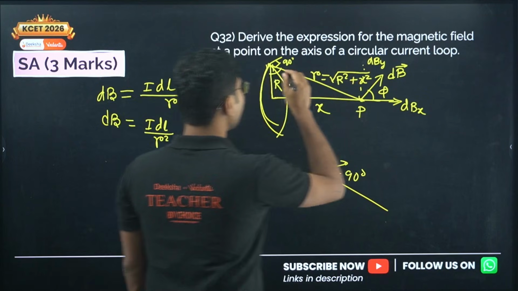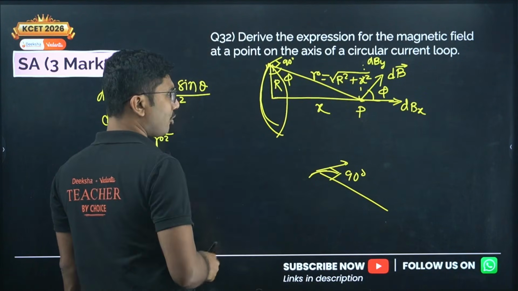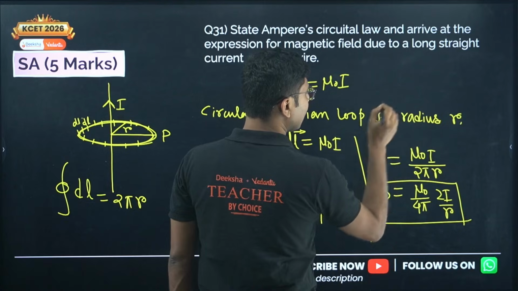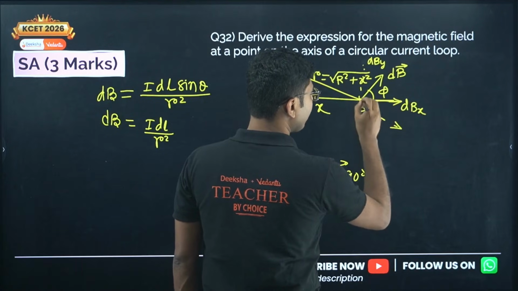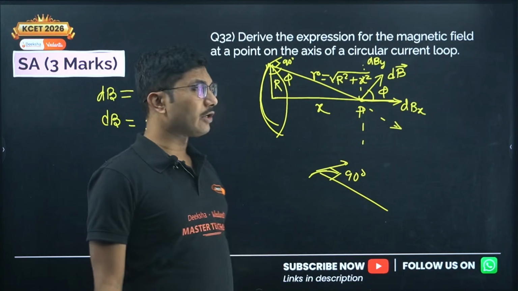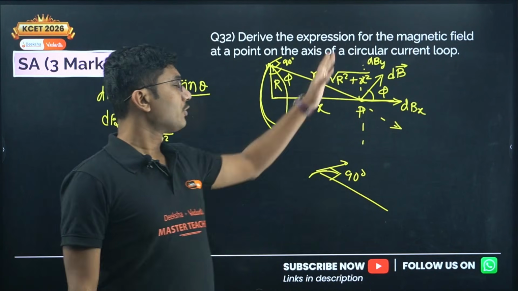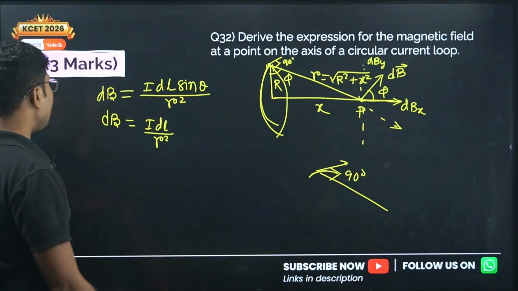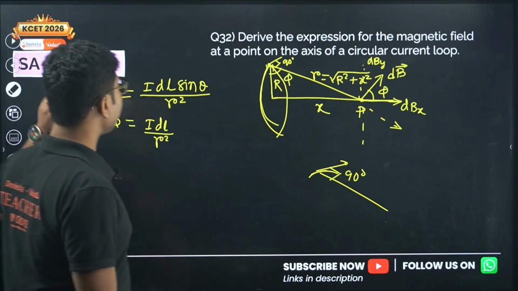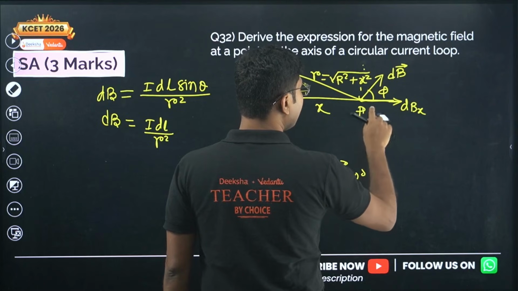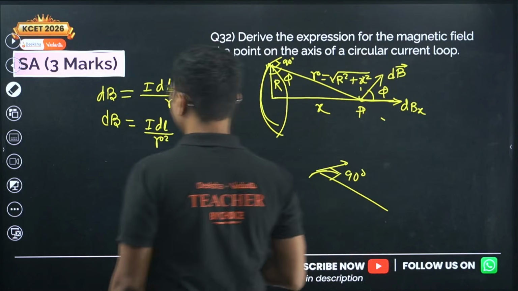Now if you consider a diametric opposite point, then the magnetic field will be in this direction. Again there will be an x component and a y component. As you can see, for each and every point there will be a diametric opposite point. So that means the y components will cancel each other. Eventually the only thing we will be left with is the x component. So the y component will not play any role, only the x component will.